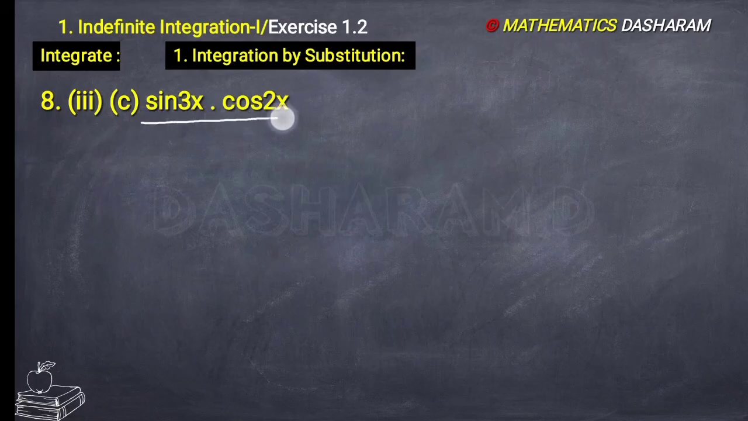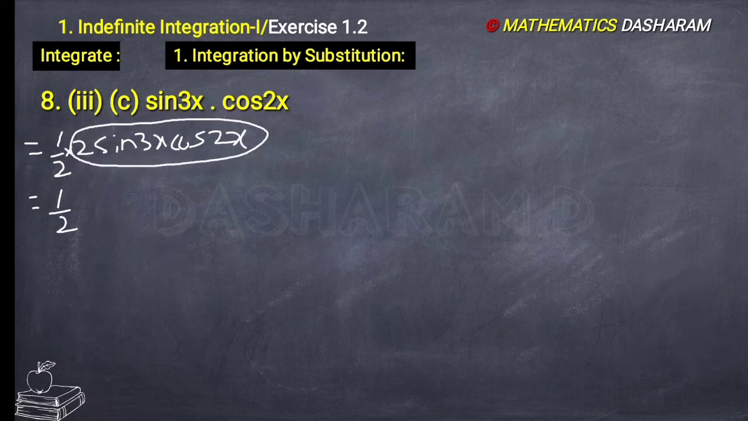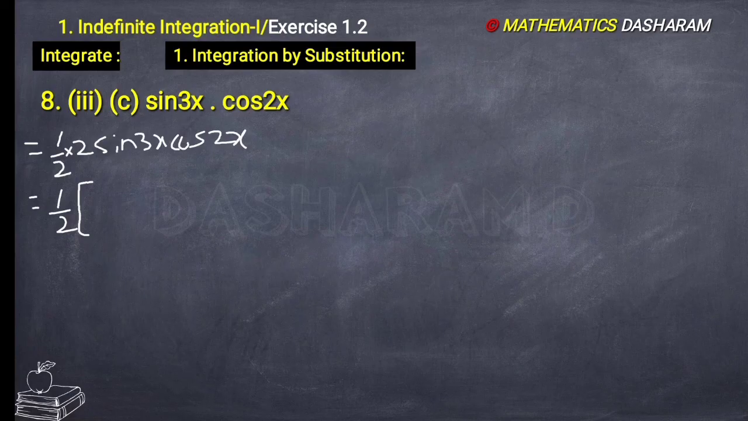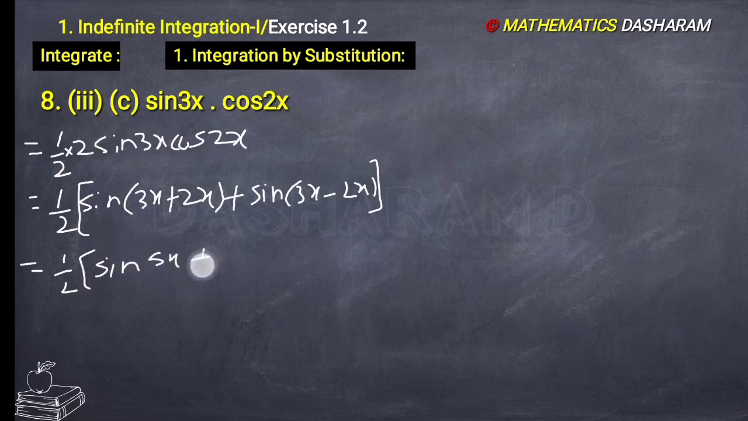C question, sin 3x into cos 2x. So 1 by 2 into 2 into sin 3x into cos 2x. So 1 by 2 into, here 2 sin A into cos B formula. What is that? Sin A plus B plus sin A minus B. So sin 3x plus 2x plus sin 3x minus 2x is equal to 1 by 2 bracket of sin 3x plus 2x, 5x. Sin 3x minus 2x is just x.